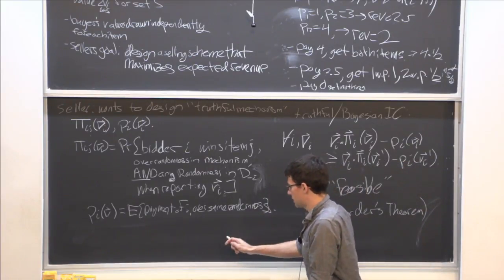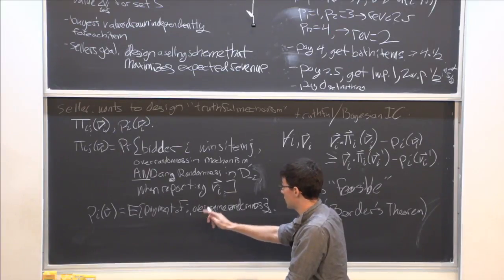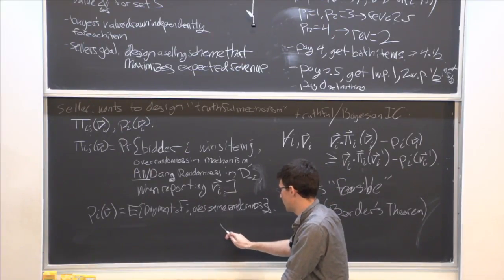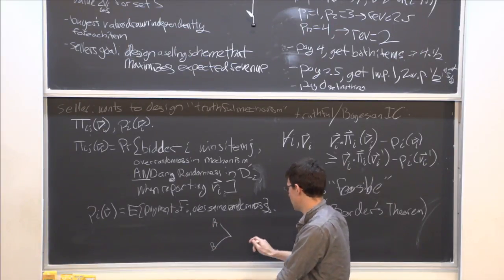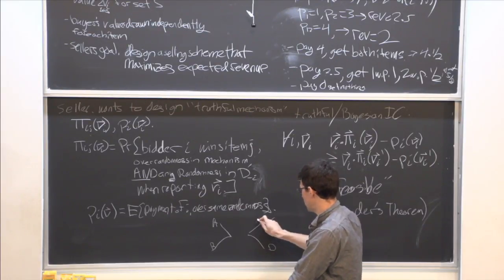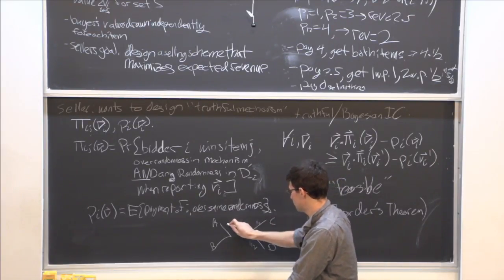But let's say, here's an example. Let's say there's just one item, and bidder 1 has 2 possible types. I'll just call them A and B. Bidder 2 has 2 possible types, C and D. Let's say everything is uniform.